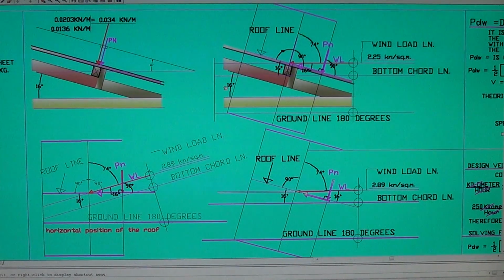Here are the solutions for how to calculate the loads and find the load normal to the roof. PN is the normal. Okay, that's the load we're looking for when you design a roof truss, especially the purlin and the top chord.